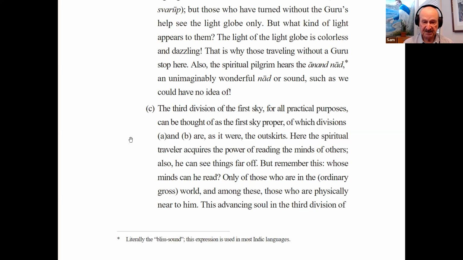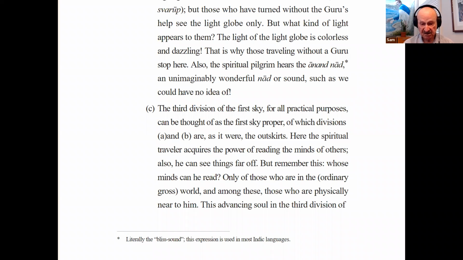The third division of the first sky, for all practical purposes, can be thought of as the first sky proper, of which divisions A and B are, as it were, the outskirts. Here the spiritual traveler acquires the power of reading the minds of others. Also, he can see things far off. But remember this, whose minds can he read? Only of those who are in the ordinary gross world. And among these, those who are physically near to him.